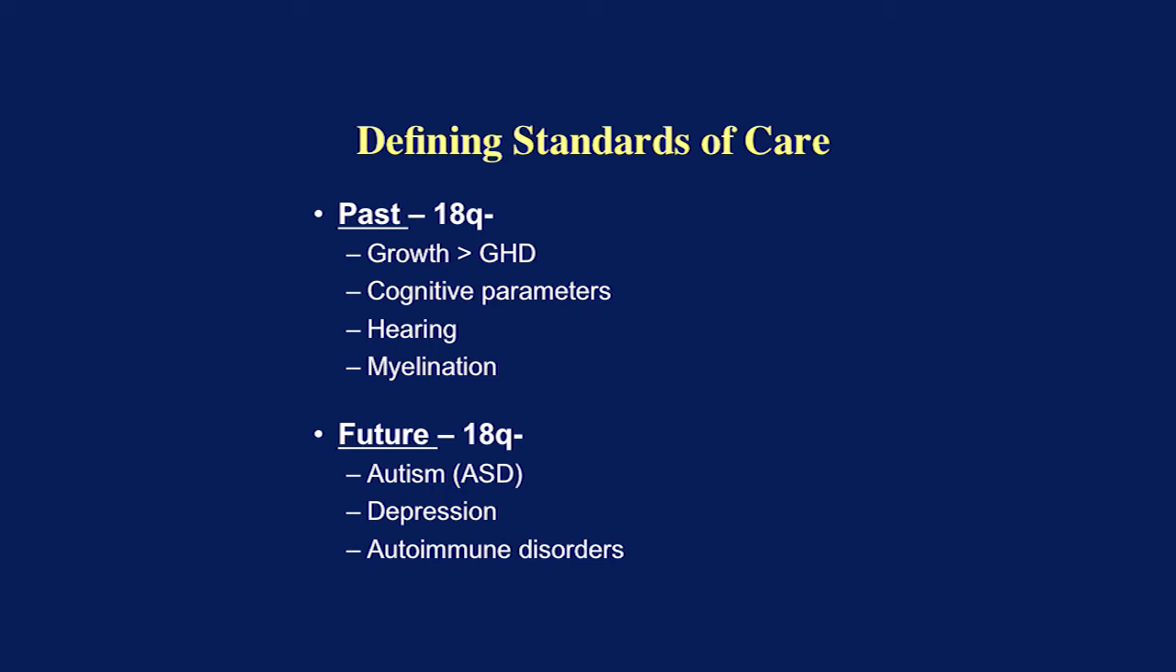With regard to 18q-, again, we actually evaluated their slow growth and found them to be growth hormone deficient. And as I said before, this is a treatable condition. We assess their cognitive parameters to learn where they do and do not have the most trouble. We evaluated and provided guidance for such things as hearing and myelination. In the future, just to name a few, we're particularly interested in learning more about autism, depression, and the development of autoimmune disorders as they get older. And of course, all the 18p- and all the 18q- information informs those with ring 18.